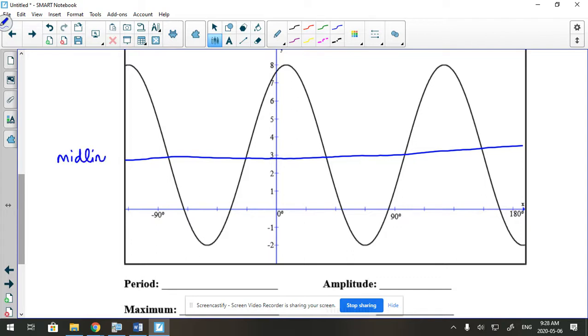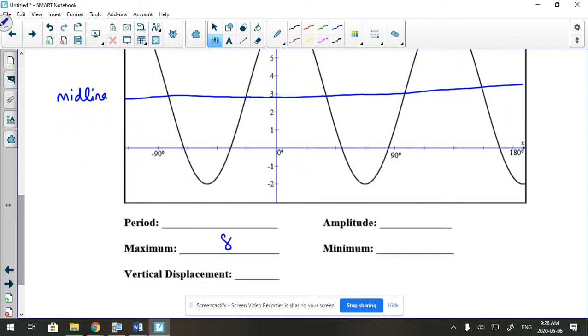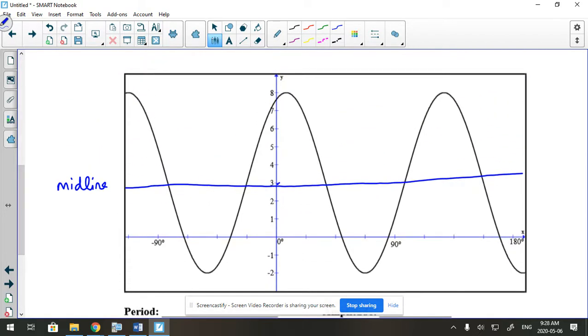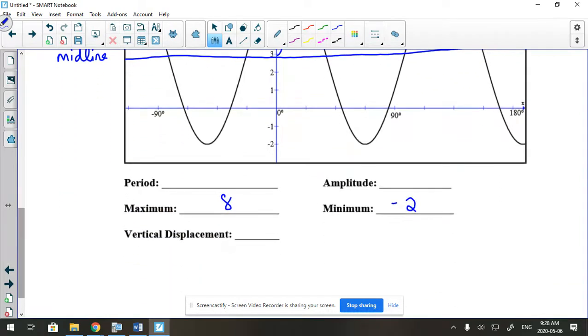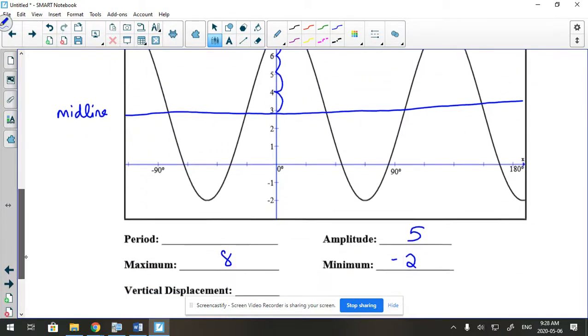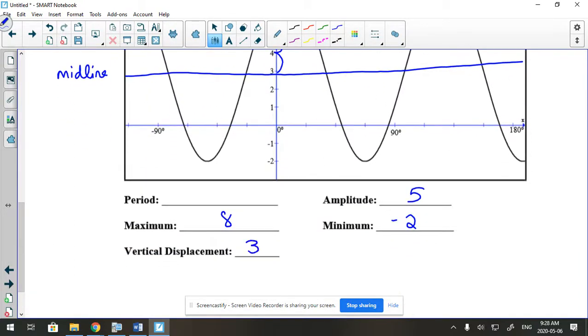So now let's do the easy ones first. My max I can see is at 8. My minimum I can see is at -2. I can figure out my amplitude by looking at the graph. It's going to be 1, 2, 3, 4, 5 for my amplitude. And then vertical displacement, I can see that my midline was shifted up 3, so that would be a positive 3. Now your period. Sometimes it's really hard to decipher what your period is, so you have to figure it out as best as you can.